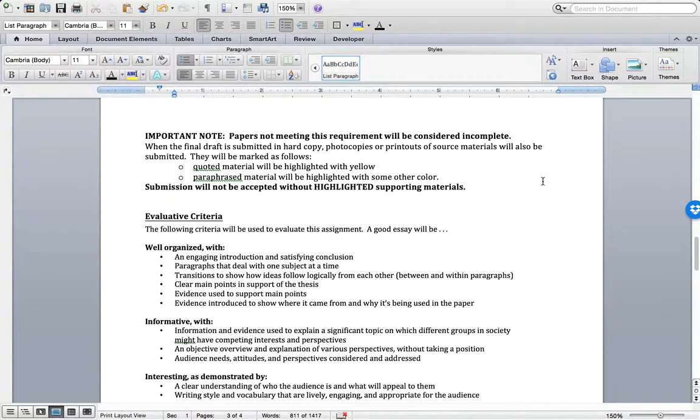When the final draft is submitted in hard copy, photocopies or printouts of source materials will also be submitted. They will be marked as follows. Quoted material will be highlighted with yellow. Paraphrased or summarized material will be highlighted with some other color. Submission will not be accepted without turning in your supporting materials and highlighting them according to those instructions.